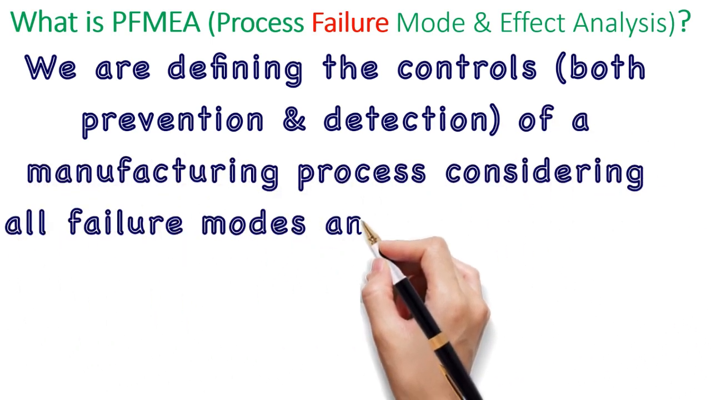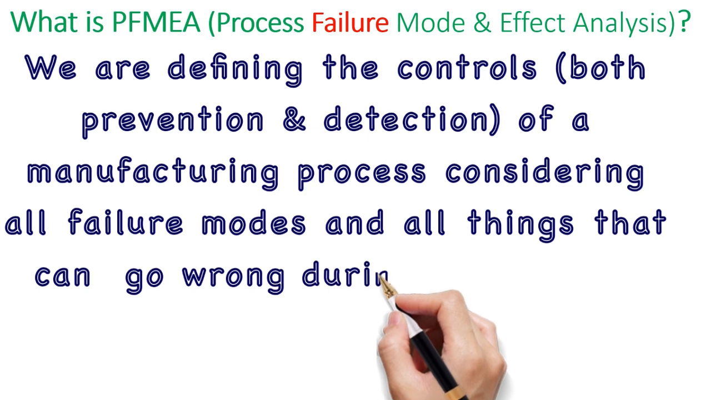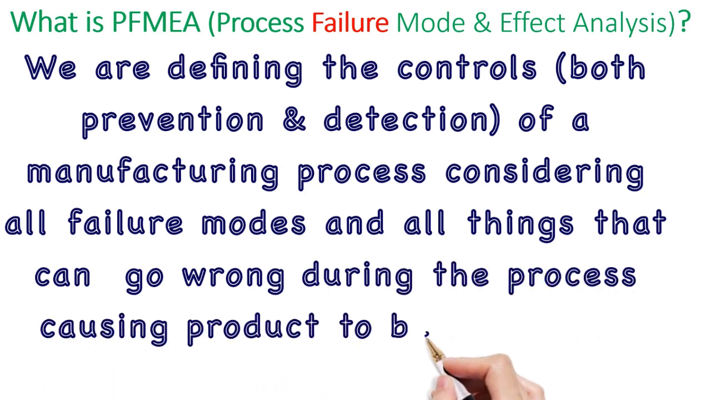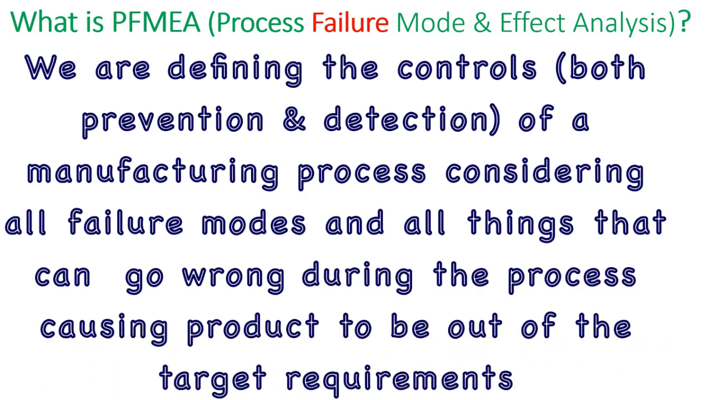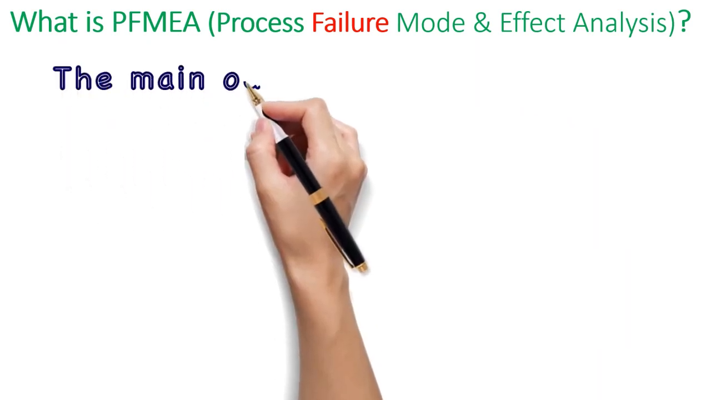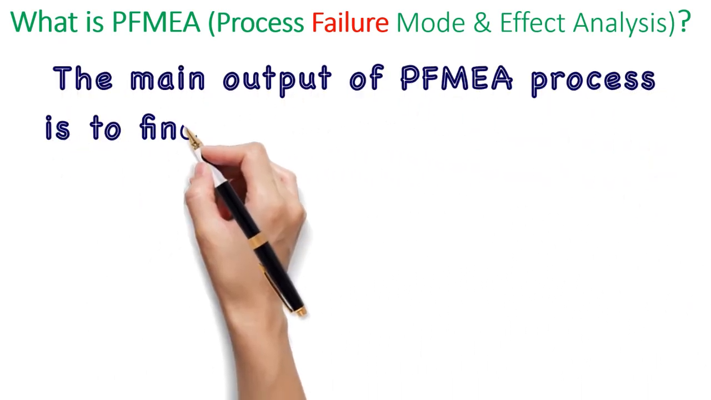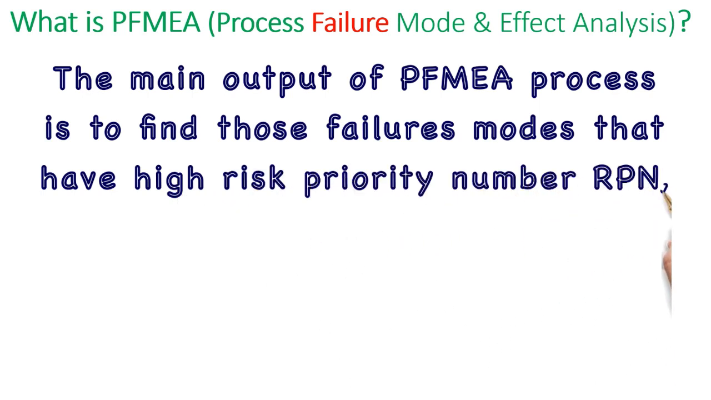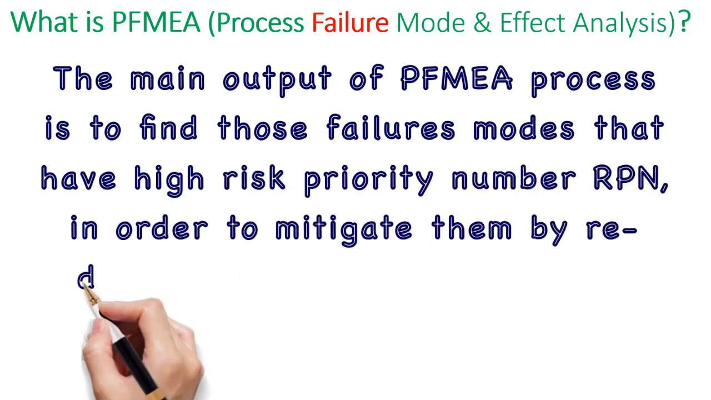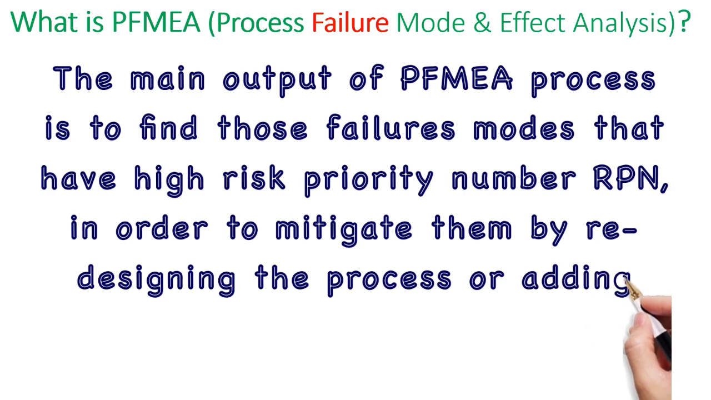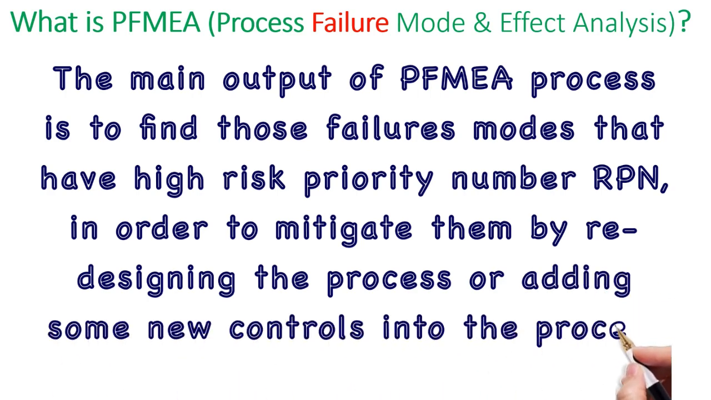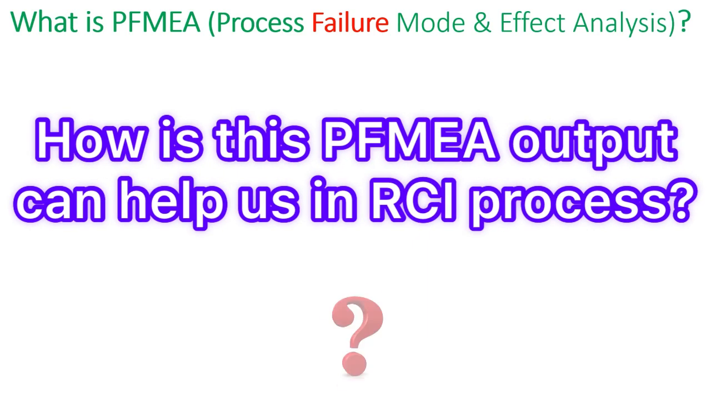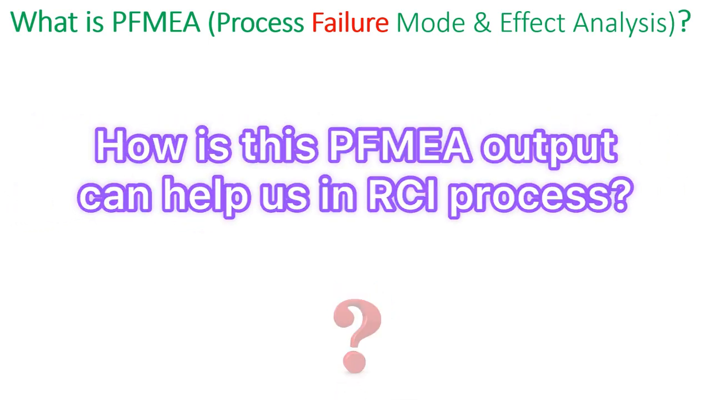considering all failure modes and all things that can go wrong during the process, causing the product to be out of the target requirements. And the main output of the PFMEA process is to find those failure modes that have a high risk priority number, RPN, in order to mitigate them by redesigning the process or adding some new controls into the process. But how can this PFMEA output help us in the RCI process?